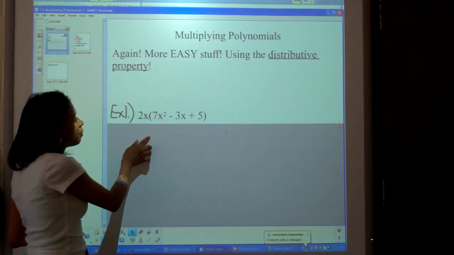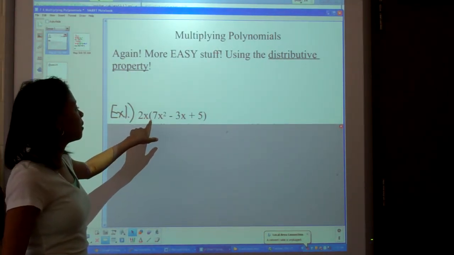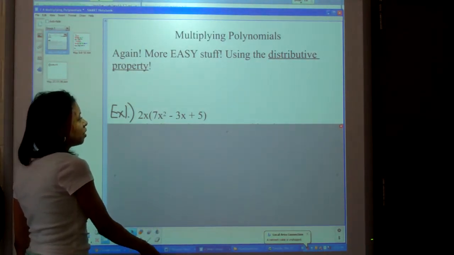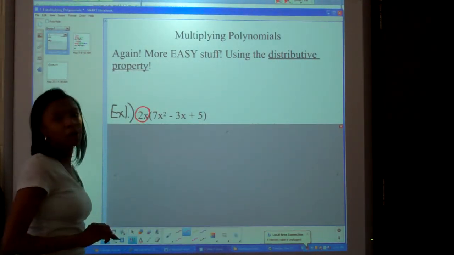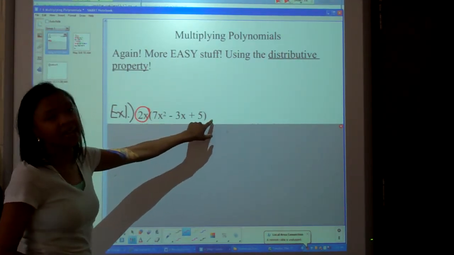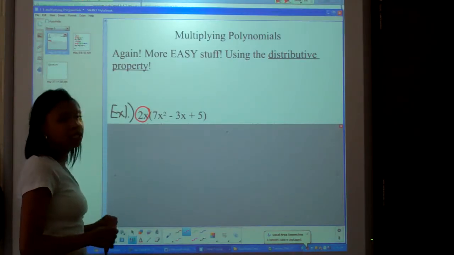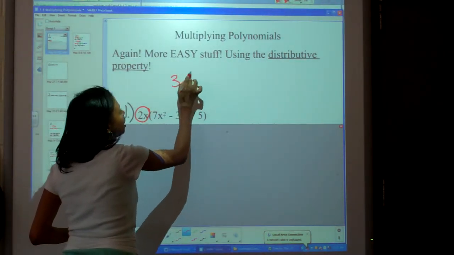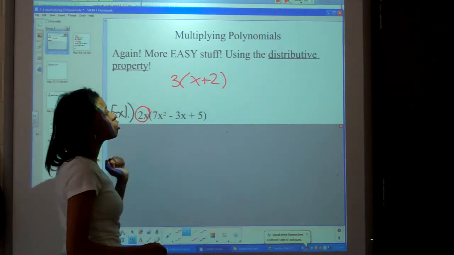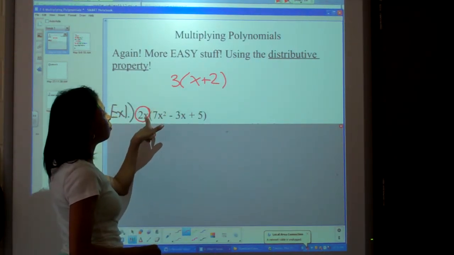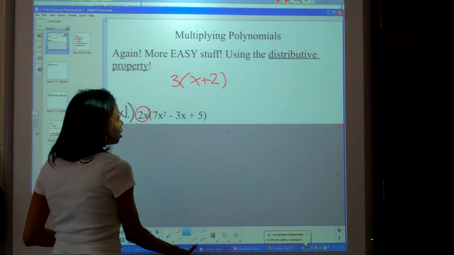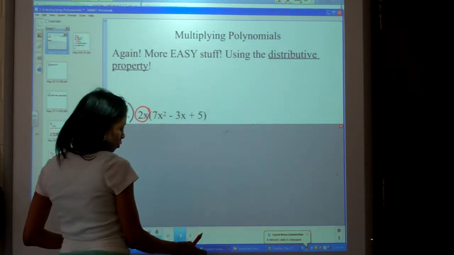So here's our first example: 2x times 7x squared minus 3x plus 5. Understand that anytime you have a number, a variable, or a term on the outside of any parentheses, it automatically means multiply. So I'll have 3 like this and then x plus 2. We should remember that this means to multiply. Any number, variable, or combination outside of a parentheses means to multiply. So if we remember that, we can proceed further.